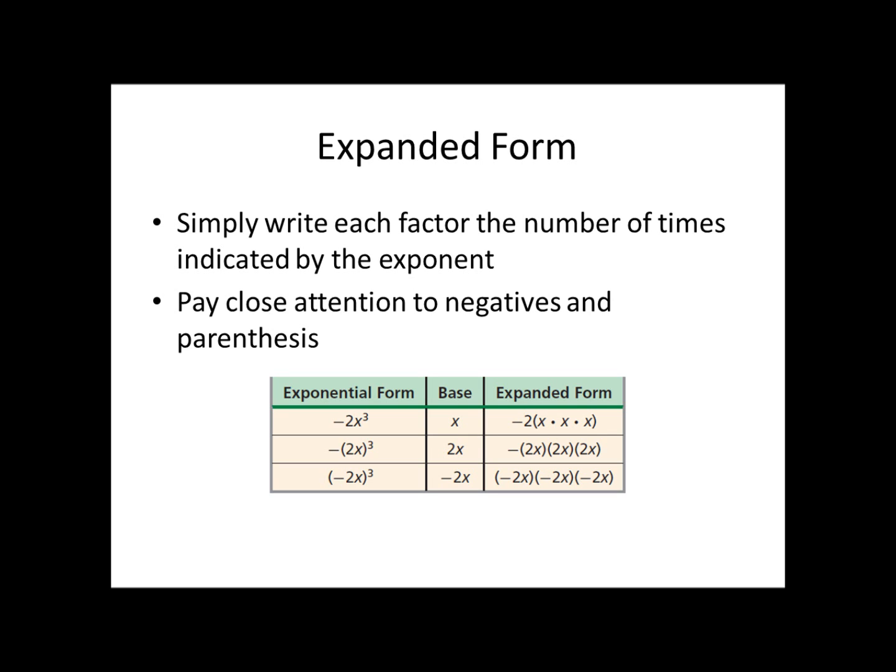In the last one, in the bottom one, now everything is inside the parentheses. So that means that the negative is getting cubed along with the 2, along with the x. So we see the whole thing, negative 2x times negative 2x times negative 2x, 3 times. Really, expanded form is all about making sure that you know what's getting the power and what's not.